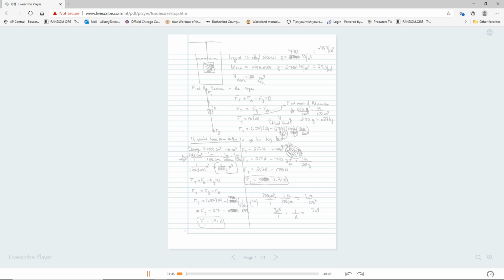So here we go. Density of block is 700 kilograms per meter cubed. So which way do we want to go? Do you guys want to go centimeters to meters or meters to centimeters? Meters to centimeters. Okay. So when we do that, then the density of water is going to be 1 gram per cubic centimeter. So let's go ahead and figure this one.